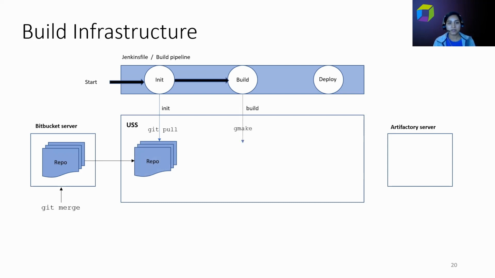the build stage. In the build stage, we run the gmake command. And gmake internally uses the makefile, the build rules from the makefile, and then the makefile calls a set of shell scripts, which we will show you in our demo part. So gmake uses these build rules combined from the shell scripts, and then it runs the compiler and the link-edit commands, and then it builds the load modules.